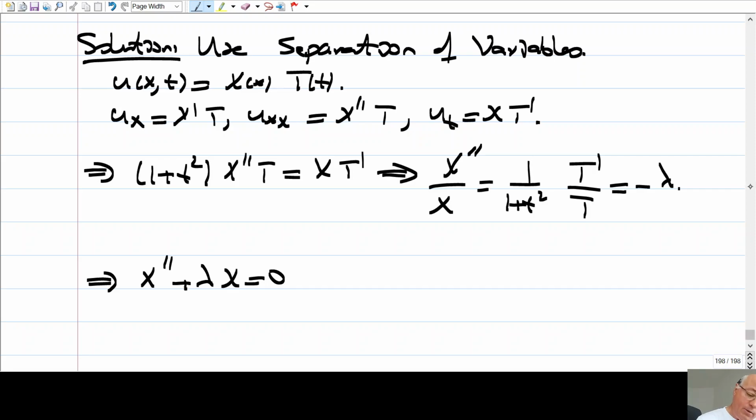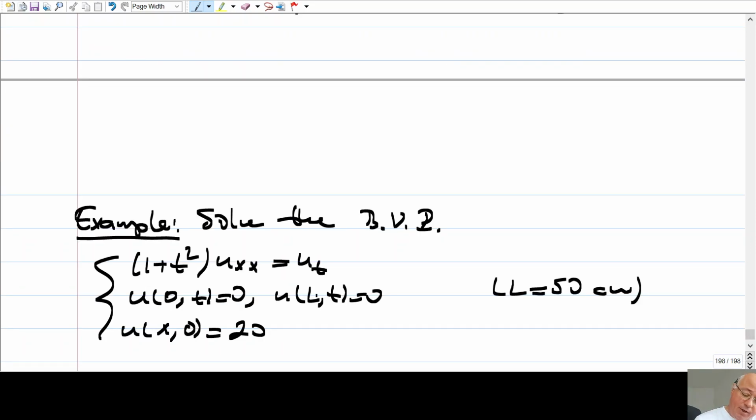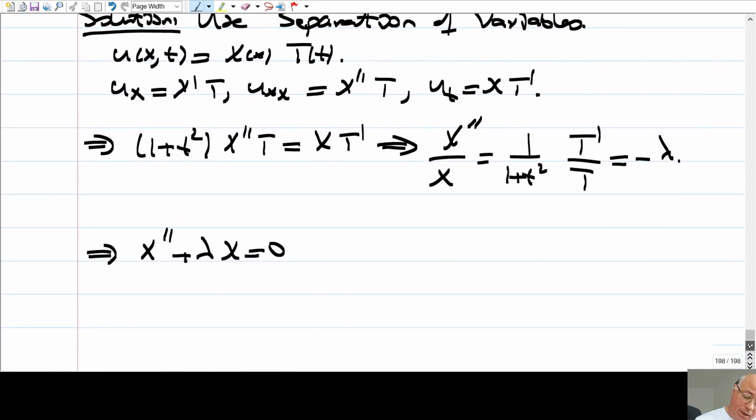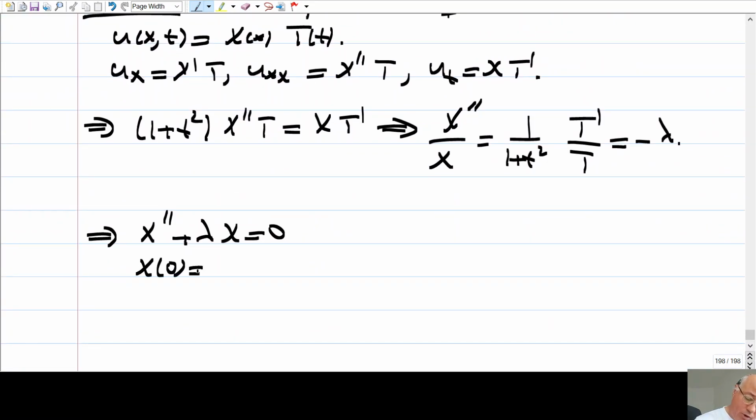And again, since I have homogeneous boundary conditions, that would imply homogeneous boundary conditions here also. So that's a two-point boundary value problem.